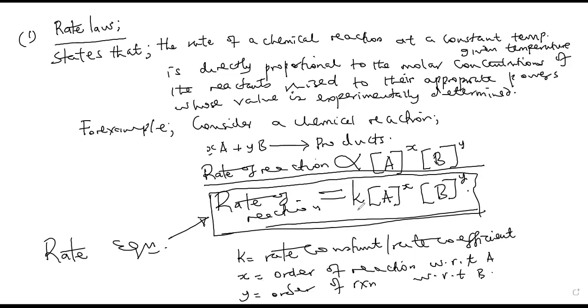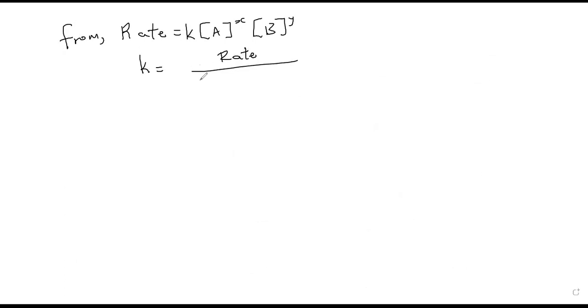But then within the rate equation, you are seeing this K. This K is what we call the rate constant. If we are to define the rate constant, you have to make it the subject of the formula. The rate equation was equal to concentration of A raised to power X times concentration of B raised to power Y, times K. So K is equal to rate over concentration of A raised to the power X times concentration of B raised to the power Y.